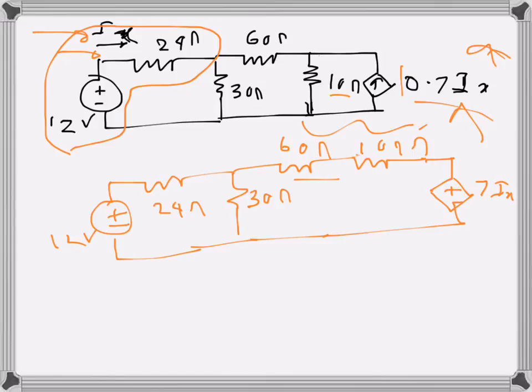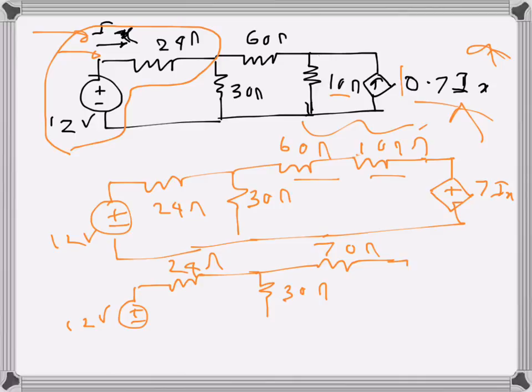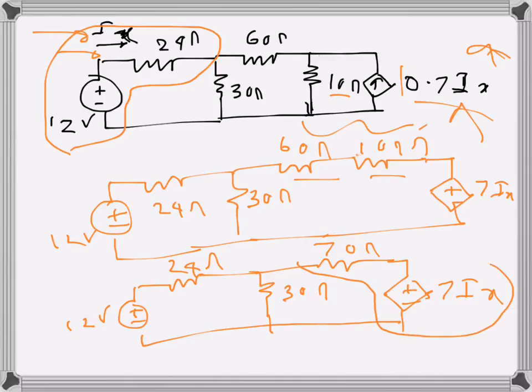Now we have 60 and 10, these two added, so 12 volts there plus minus, and that's 24 ohms there, 30 ohms there, and this is 70 ohms here, and I have my plus minus 7 Ix like that. So what I want to do now is convert this voltage source and this 70 ohms resistance into a current source and a parallel resistance. So I will do that.